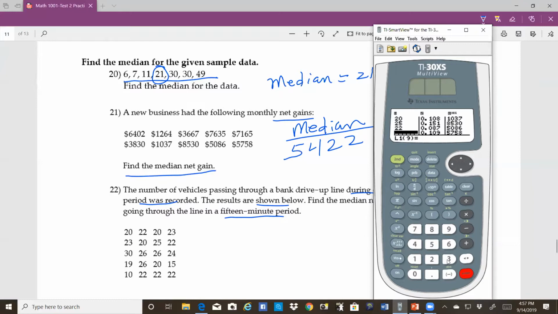23, 23, 25, 22, and 30. Twenty-six, twenty-six, twenty-four, and nineteen, twenty-six, twenty, fifteen. I would recommend that you folks be doing this as I go through it. Put it in your calculator.